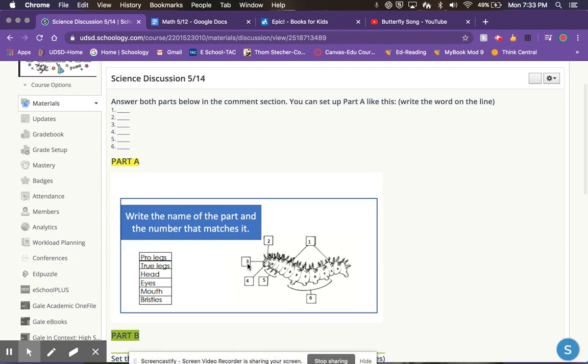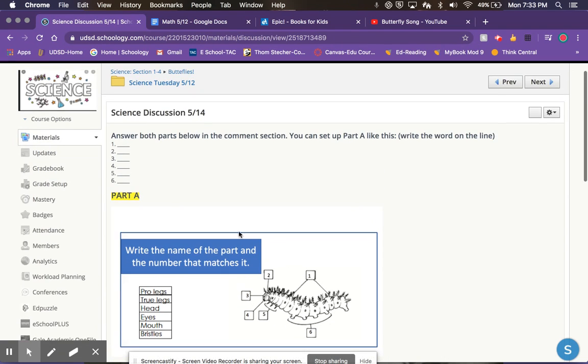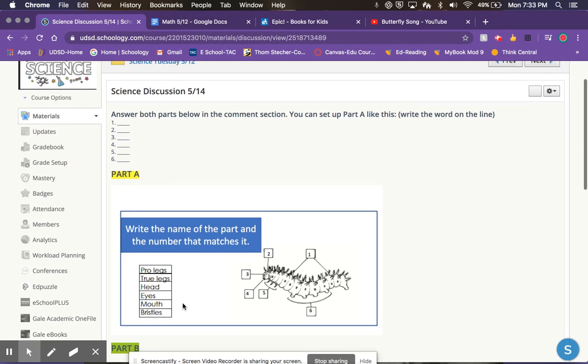Okay, write the name of the part and the number that matches it. All right, here's part A. This is the picture here that goes with it. So number 1, find number 1. What are these called? You're going to put number 1 and tell me the word. Okay, you're going to do that for all 6.